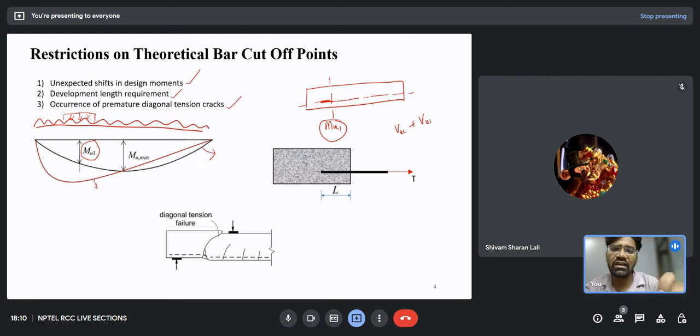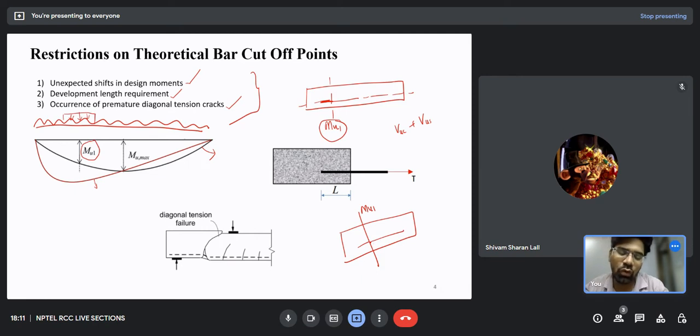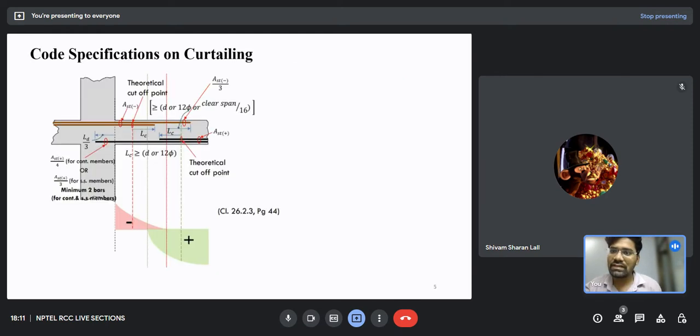Okay, so these are the three restrictions because of which I cannot directly curtail my bar at the point where my bending moment is lower. So I need to extend it up to a certain point in order to avoid uncertainties such as shift of bending moment, and I also need to take care of the development length. And what else I need to look at is the diagonal tensile cracks. There should not be any formation of diagonal tensile cracks, that is, my beam should not become weaker for the shear forces for which I am assuming it to be resisting. Okay, so now let's see what we have.